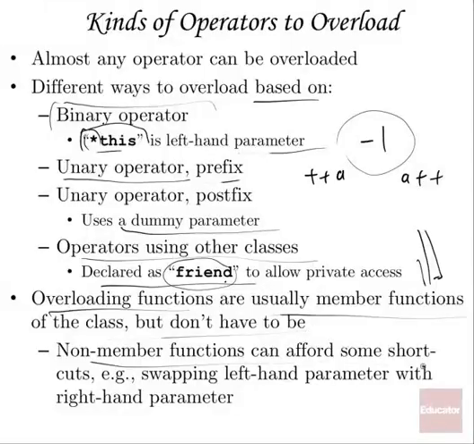So non-member functions can offer certain shortcuts. You can do less than, for example, left-hand side less than right-hand side, and then you can just define the opposite, left-hand side greater than right-hand side. And rather than writing the code all over again, just by reversing the 2 parameters, you can just call the other operator with the parameters reversed, and you'll get the same result.